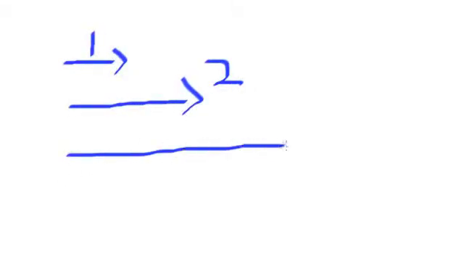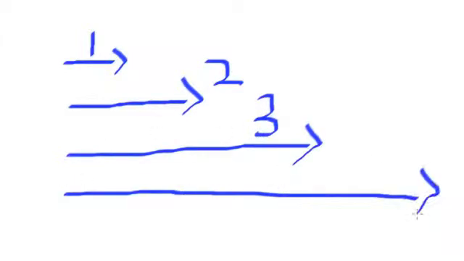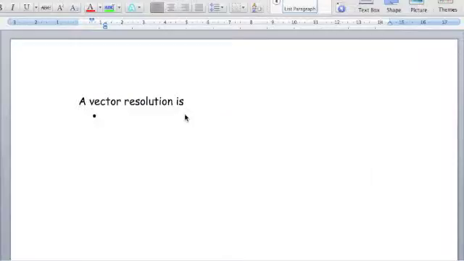Now, one thing to keep in mind is that the arrows have to be in scale, meaning that they have to be proportionate to each other. Another thing to know is that vector resolution simply means finding the net force.